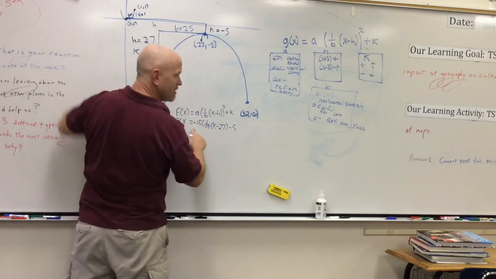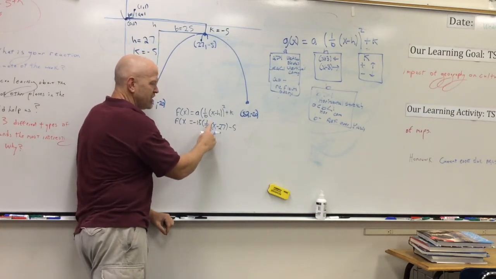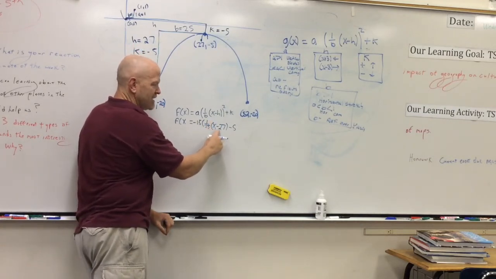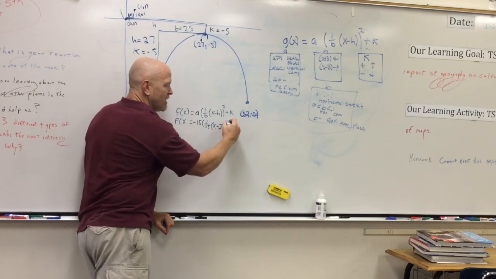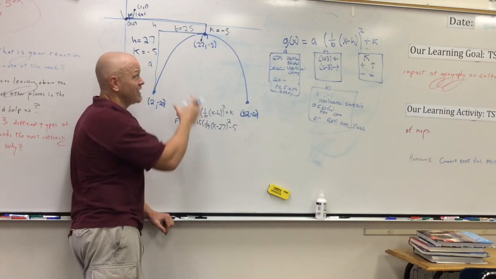And this equation, negative 15 times the quantity 1/25 times x minus 27, that entire quantity squared, because we're talking about a parabola, minus 5, will make this equation. All right, we'll make that graph.